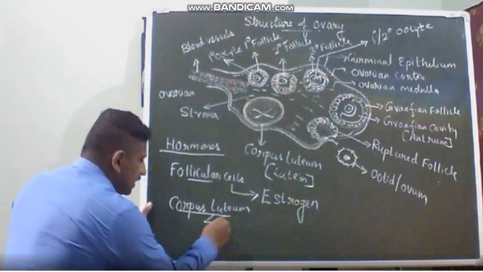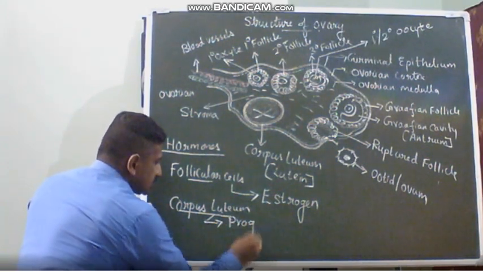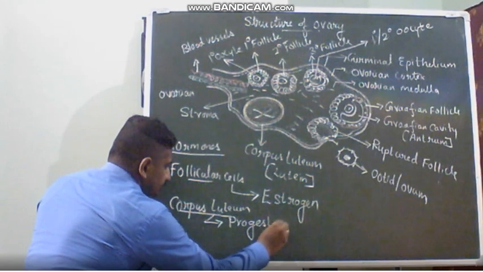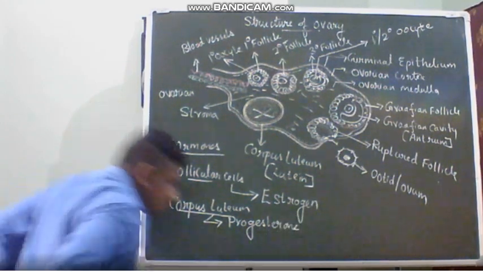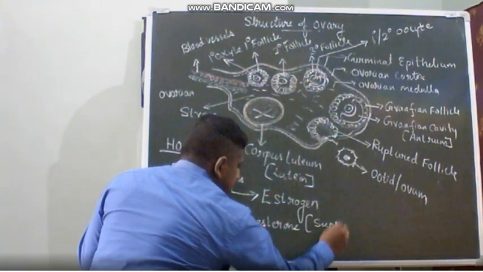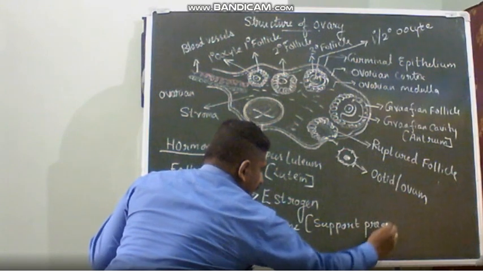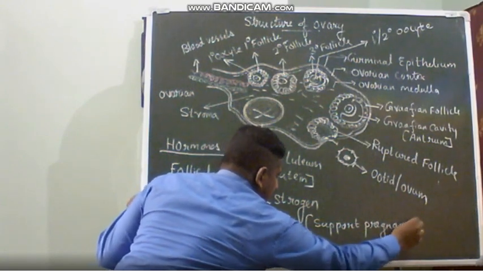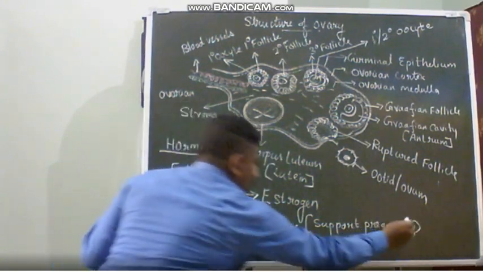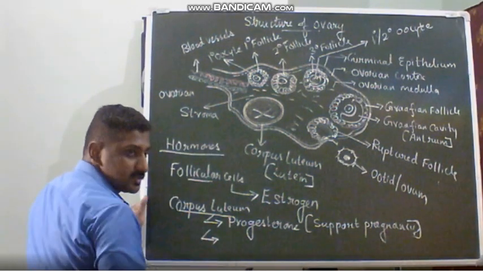In the initial period of pregnancy, they will secrete a hormone called as progesterone. The progesterone is a hormone which is used to support pregnancy. I'll tell you how, not now. When I'm teaching you about menstrual cycle, I'll tell you what is the role of progesterone. There is another hormone released by ovary.